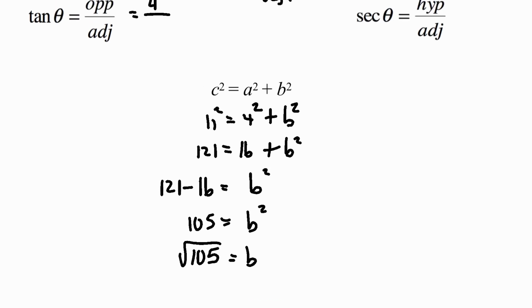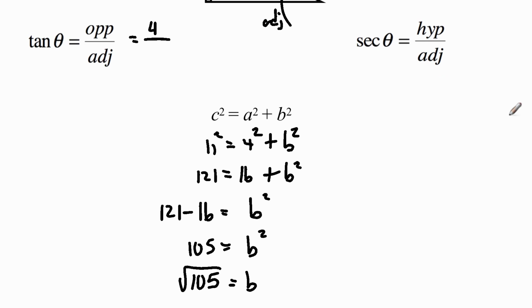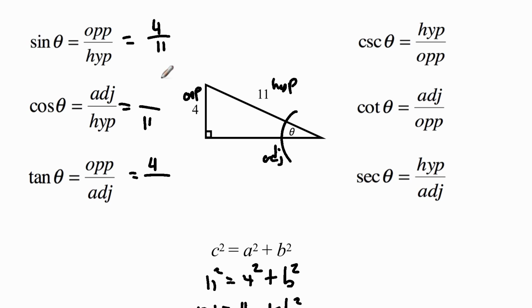So wherever I see a b, or adjacent, I can put in square root of 105. So this would be square root of 105 over 11. This would be 4 over the square root of 105. And I could put those down over here.